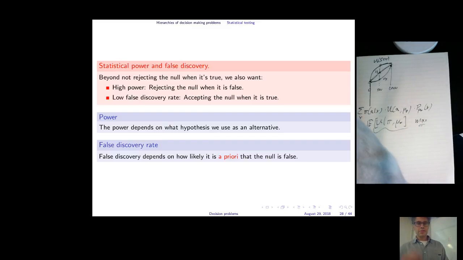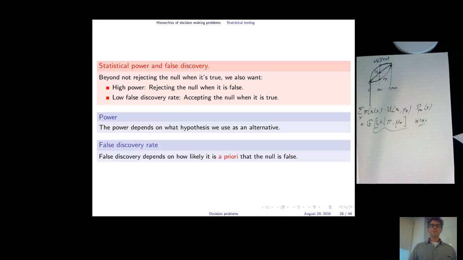What's the other thing? The other thing is we want high power. When the null is false, we really want to reject it, right? So here we see that we reject 0.55, but maybe not 0.4, or if some completely different model was true, then we would not be able to reject at all. Now, the power depends on what we consider as an alternative, so it's not something clearly defined. But if you want to maximize power with respect to the 0.55 model, then you can do that.